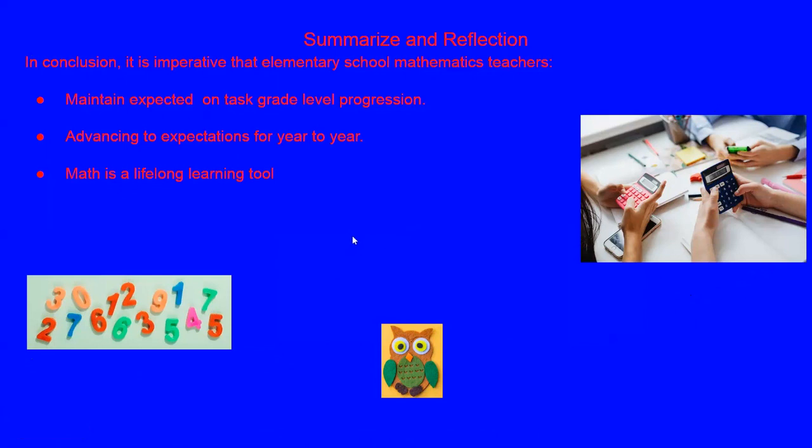Summarizing reflection. In conclusion, it is imperative that elementary school mathematics teachers at the kindergarten level maintain expected on-task grade level progression. What this means is that the students arrive and they're already on level. Secondly, advancing to expectations year to year. This means that the student is developing fundamental skills in order to advance every year that the student starts school. Thirdly, math is a lifelong learning tool.